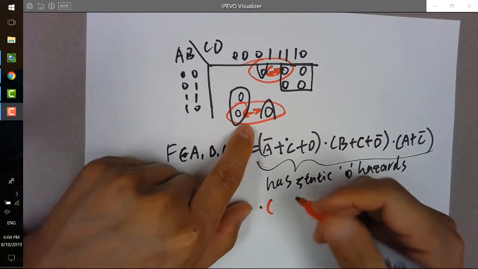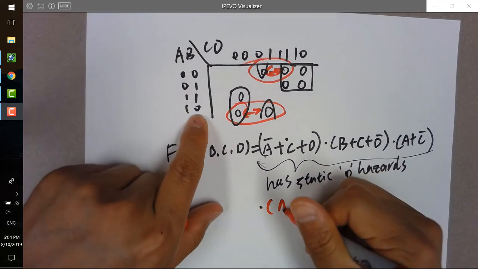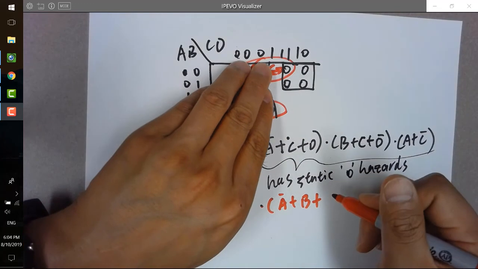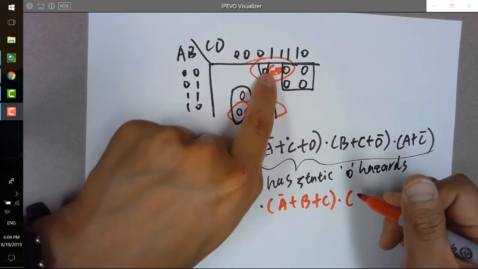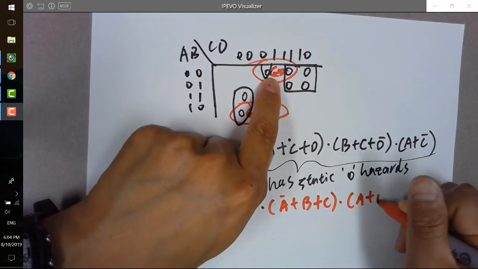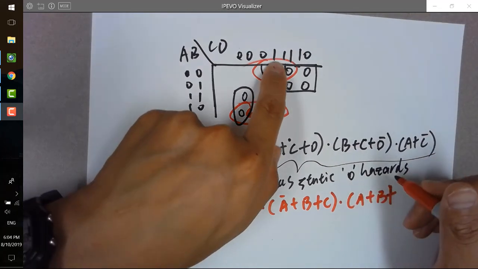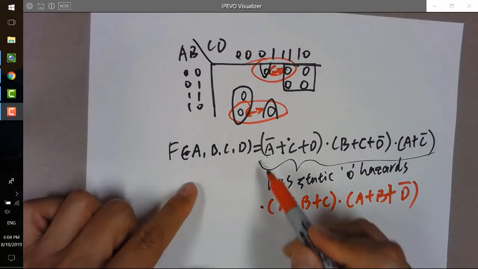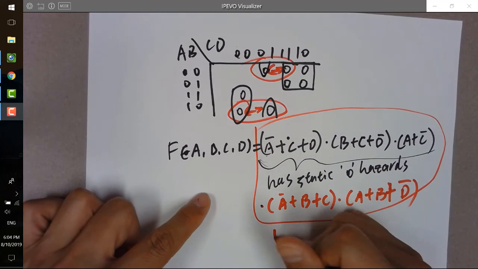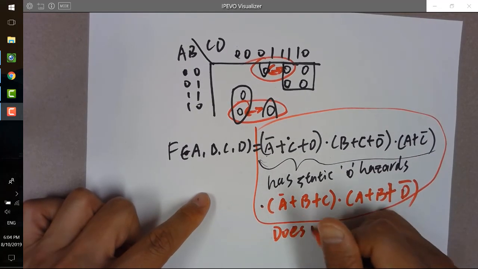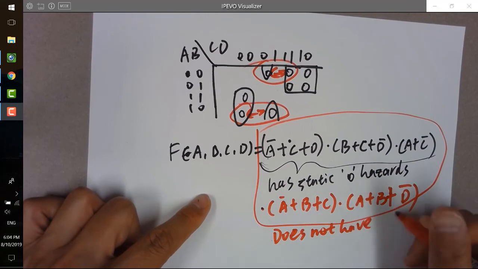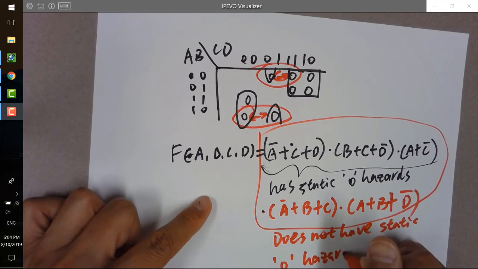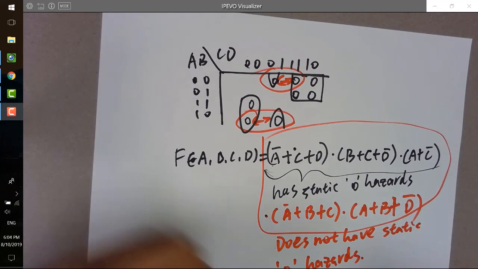So for this one, you are going to have A bar or B or C, and these two will be A or B or D bar. Okay, so that entire thing doesn't have static 0 hazards. That's how to do it.